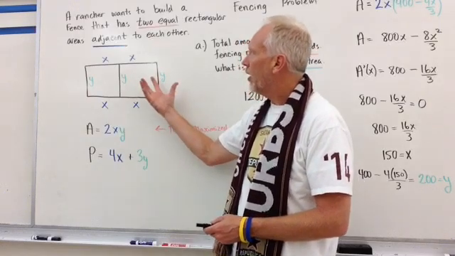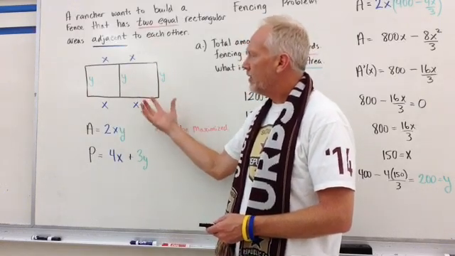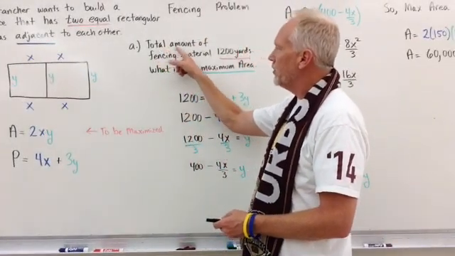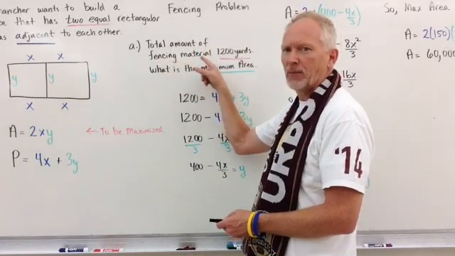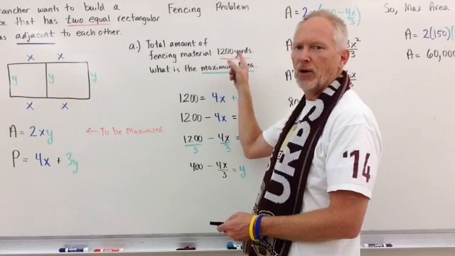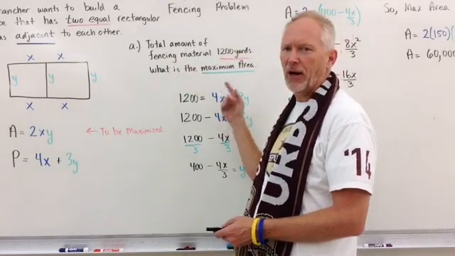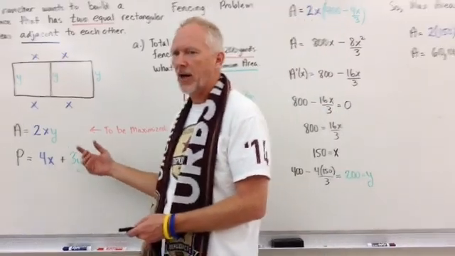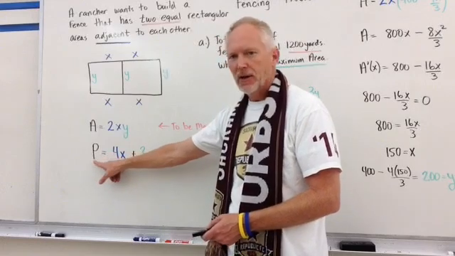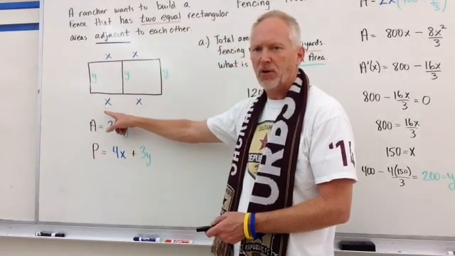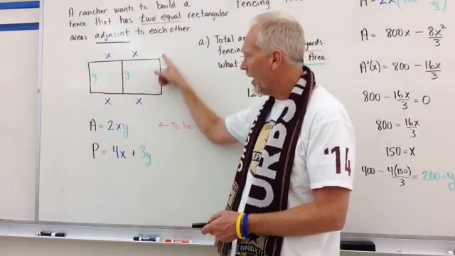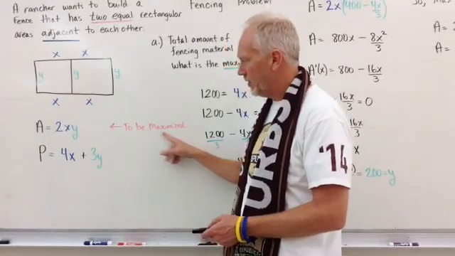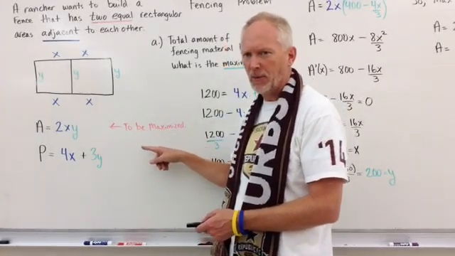Now, another part of this problem is a second equation. And for that, we go to this information. It says the total amount of fencing material used was 1,200 yards. What is the maximum area? So we're given a total amount of fencing, and what we have to do is find the maximum area. Let's go back. Perimeter. Well, that's 4x. Remember, perimeter is just adding up all the sides and the lengths. So we've got 4x plus 3y. That's our perimeter. And the area is what we want to maximize.